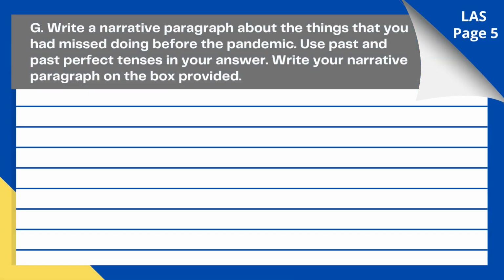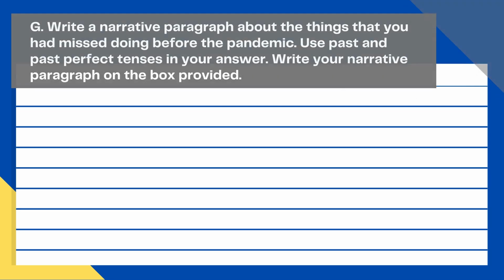For your final activity or your performance task for this week's lesson, you will be writing a narrative paragraph about the things that you had missed doing before the pandemic. It can be the plans about school, friends, family, or anything that had been cancelled because of the pandemic. Use past and past perfect tenses in your sentences. Write your narrative paragraph on the box provided on your activity sheet.